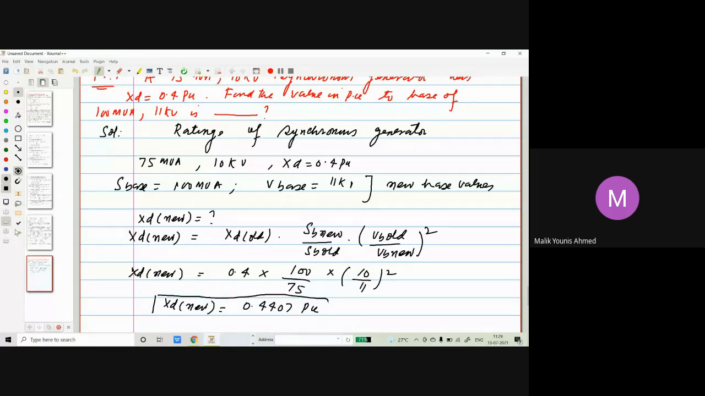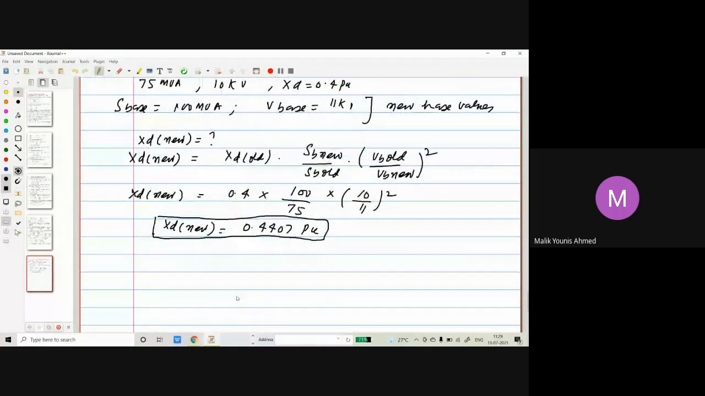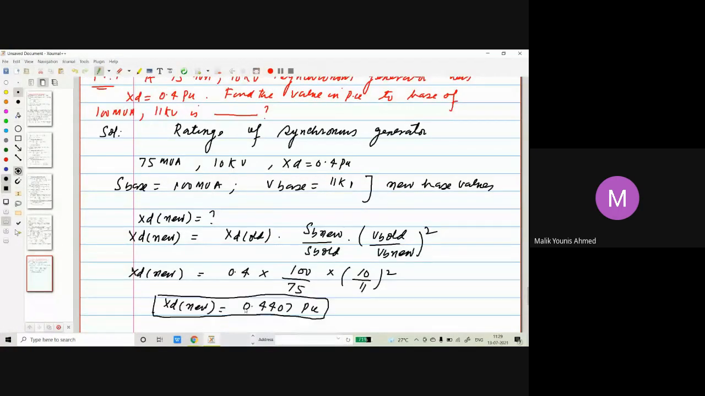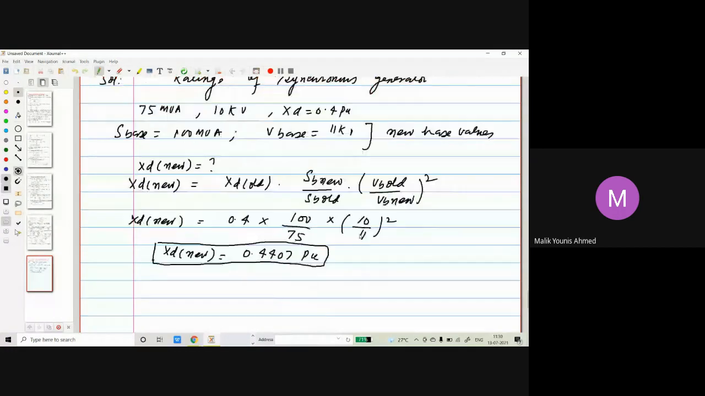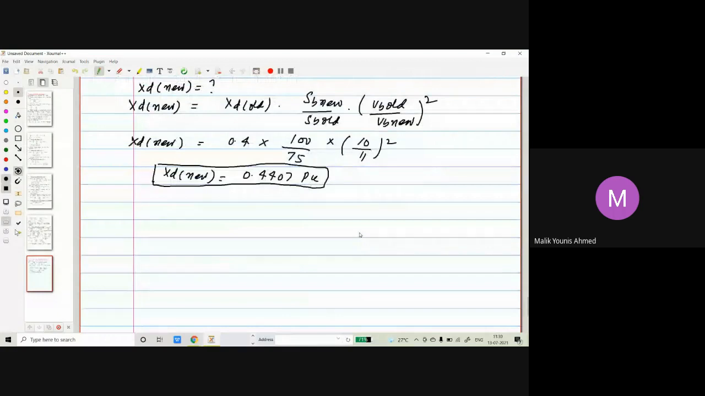I hope you have understood how the data will be written and what you are expected to find. Whatever ratings of the generator are given, those are all old values, and the base values on which you have to find the new reactance are the new base values. Accordingly you have to read the question. Next we can see another question. Today we are doing simple problems only; next we will be doing bigger problems.